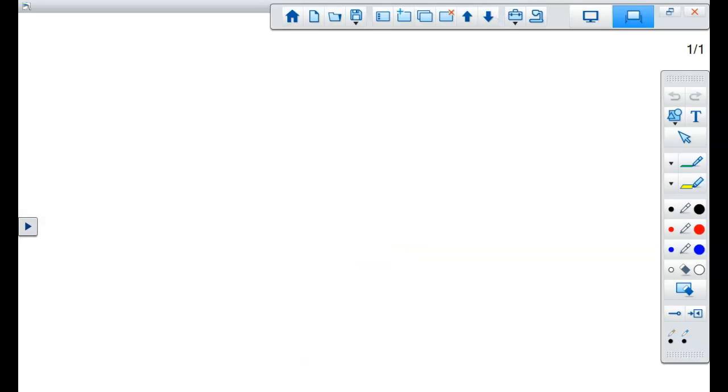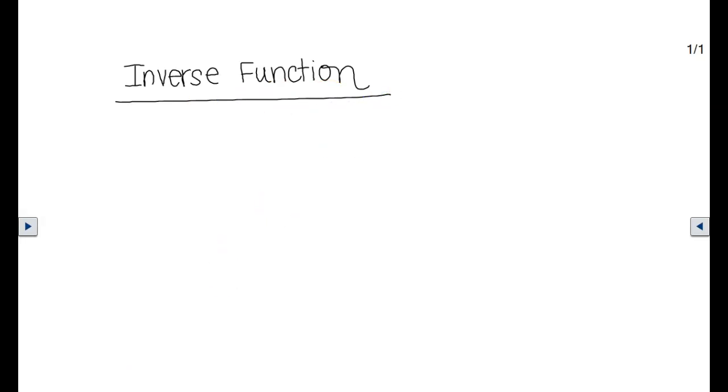All right, folks, for the next couple of days, we are going to be working with something called an inverse function. So we'll start out today with just a few facts about an inverse function.